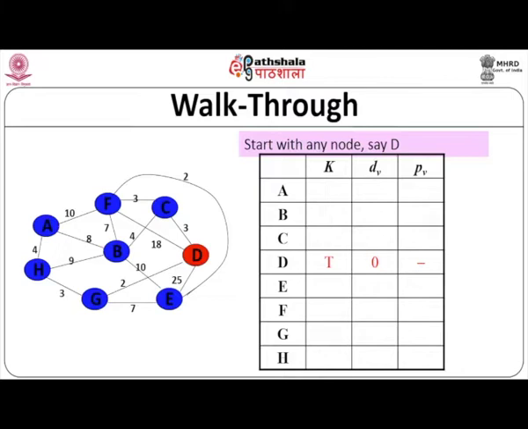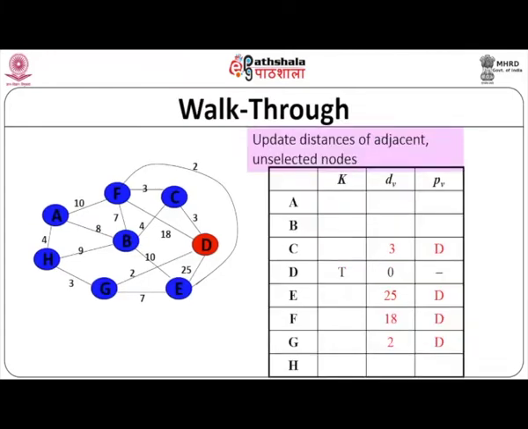Now, what you have to do? You have to select. Now from D you have 4 edges, C, F, B and E, and out of this DC has the minimum edge. So, that is what we have to select. So, we take all the edges. From D, the PV gives you the edge from where you are looking at it. So, DC 3, DE 25, DF 18 and DG 2. So, obviously, you have to select G because that has the minimum weight.